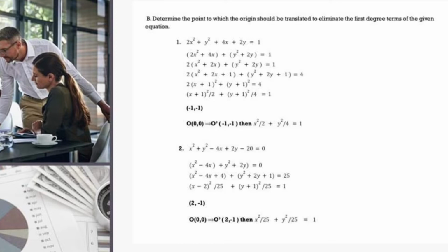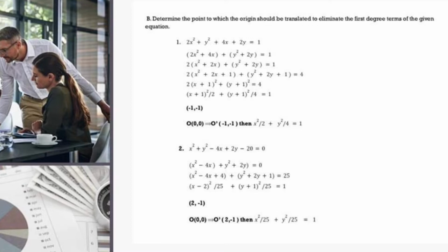So we have here a quantity 2x squared plus 4x plus quantity of y squared plus 2y is equal to 1. So we need to ilalabas natin yung 2 dun sa x squared. So magiging 2 quantity of x squared plus 2x plus quantity of y squared plus 2y is equal to 1, and then followed by 2 quantity of x squared plus 2x plus 1 plus quantity of y squared plus 2y plus 1 is equal to 4.